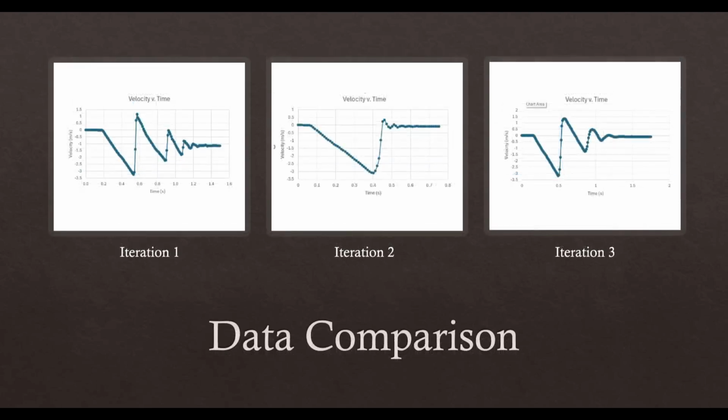For our velocity graphs, they also follow the same trend as the acceleration ones, where iteration 1 has fewer data points. Iteration 2 had the most, but couldn't be used due to wear on the foam. Iteration 3 had more points than 1 and was much more consistent.